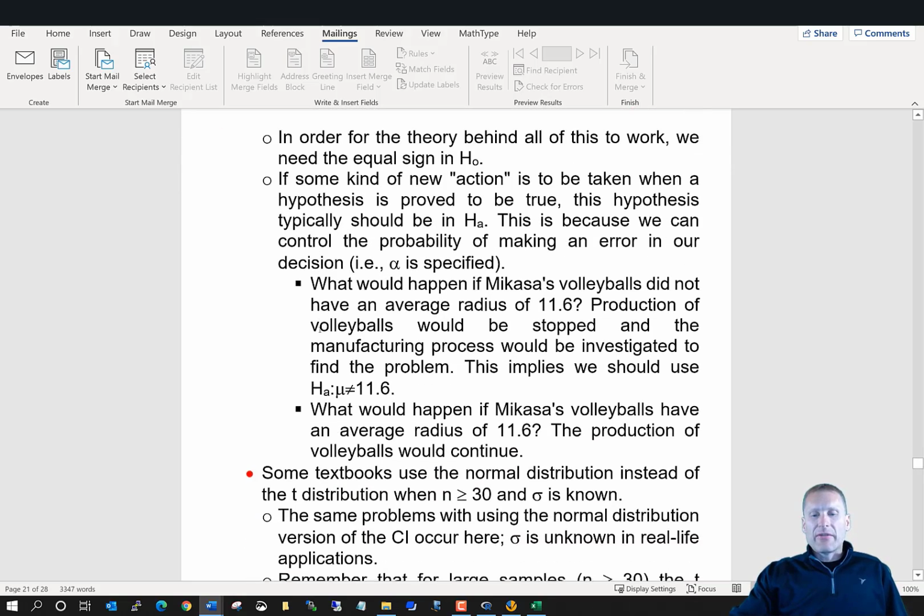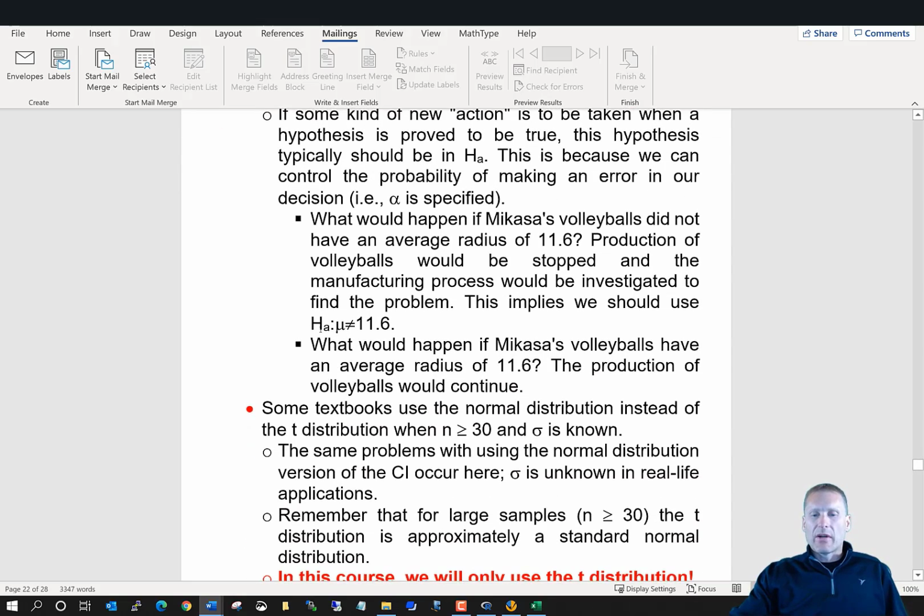Now, if some kind of new action is to be taken when a hypothesis is proved to be true, this hypothesis is typically done in HA. And this is because we can control the probability of making an error in our decision. So you should think about it this way. What would happen if Mikasa's volleyballs did not have an average radius of 11.6? Well, production of the volleyballs would be stopped. That's the action.